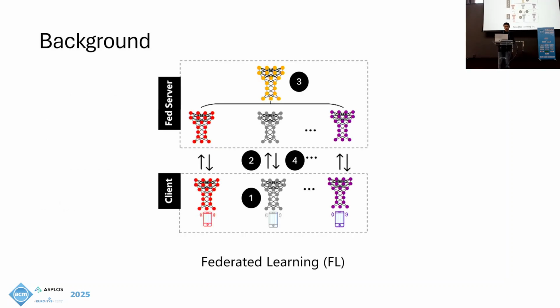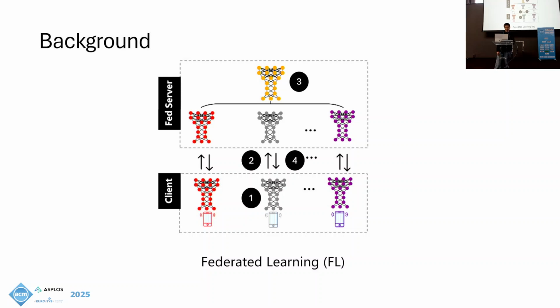In the past few years, federated learning has emerged as a promising solution to train machine learning models with privacy preservation, and it often goes through four steps. First, the client trains their local models on their own datasets. Then, in step 2, they transfer the local models to the Fed server, like the cloud server or the edge server.